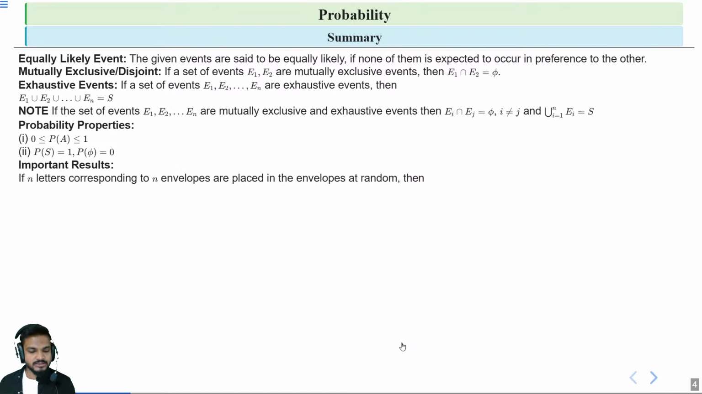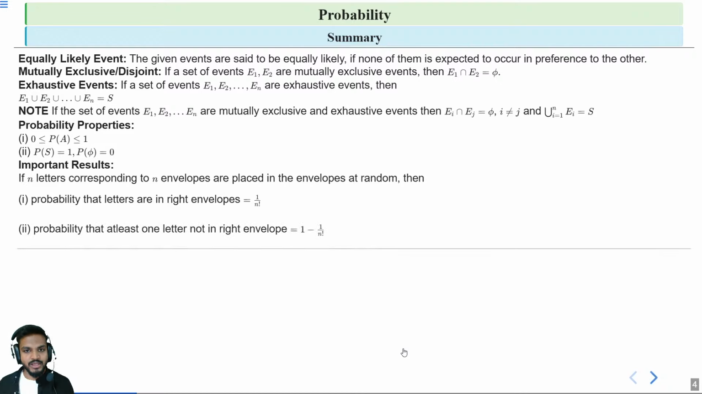Some important results that we can directly use in our questions. If the question is related to n letters corresponding to n envelopes, and we place the letters in the envelopes at random, then the probability that all letters are in the right envelopes is given by 1 by n factorial, and the probability that at least one letter is not in the right envelope is given by 1 minus 1 by n factorial.